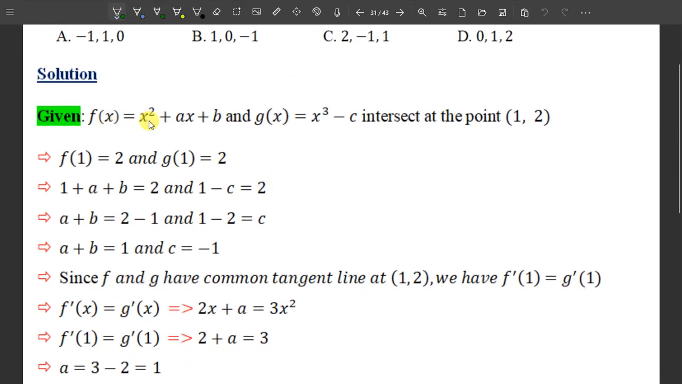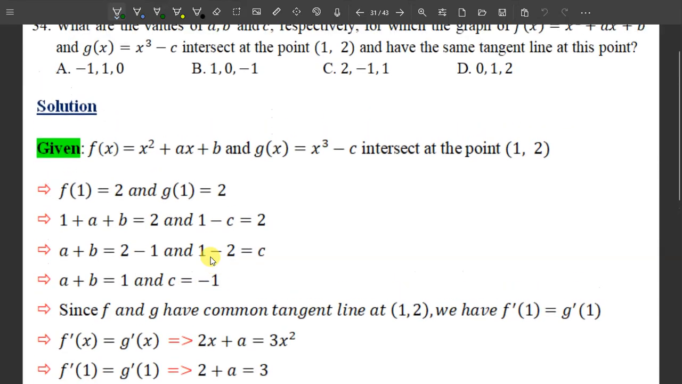Now, from the first function, f of x, just replace x by 1, and since f of 1 is equal to 2, 1 plus a plus b must be equal to 2. And also from g of 1 equal to 2, in place of x just replace x by 1: 1 minus c must be equal to 2. Then move c to the right and collect the numbers on one side and the variable on the other side. It becomes 1 minus 2 is equal to c. Therefore, the value of c is obtained. It is equal to minus 1.